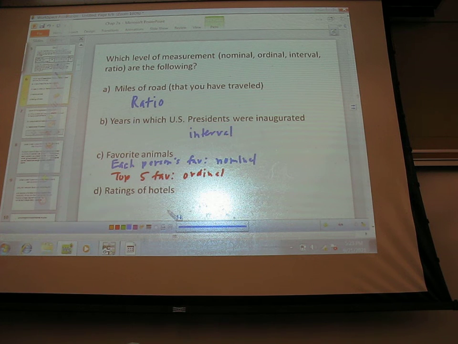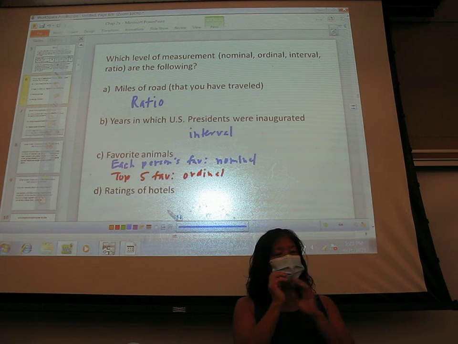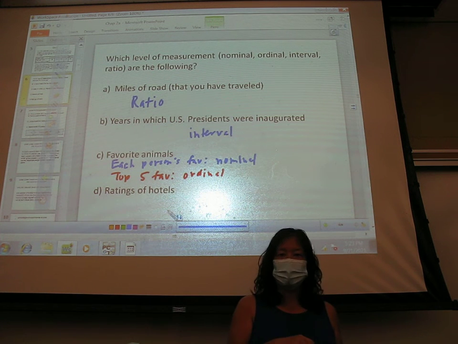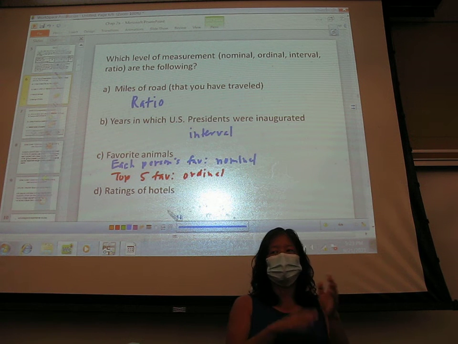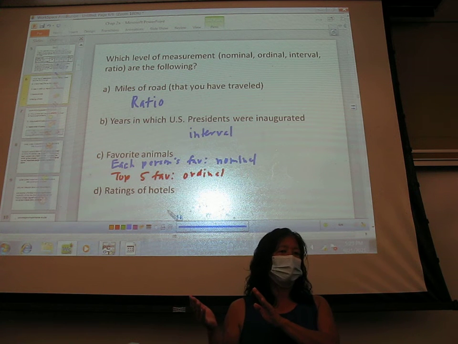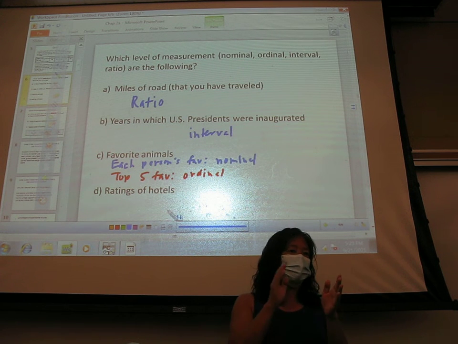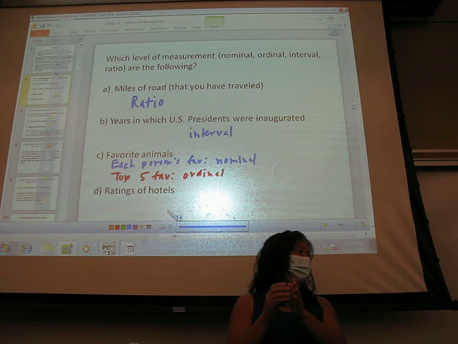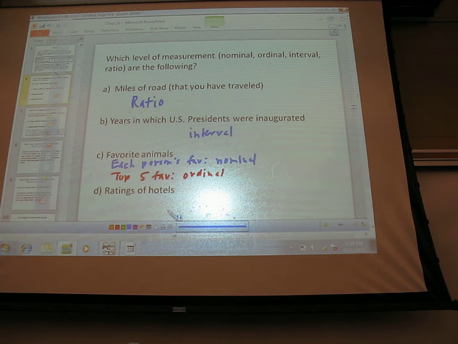Now, how about ratings of hotels? All right, so is a 2-star better than a 1-star, and is a 3-star better than a 2-star? Yes. So they're definitely ordinal. Now, is the difference between a 2-star and a 3-star the same as the difference between a 3-star and a 4-star? Not necessarily. And let me ask you this: is the difference between any 2-star and 3-star the same as any other 2-star and 3-star?